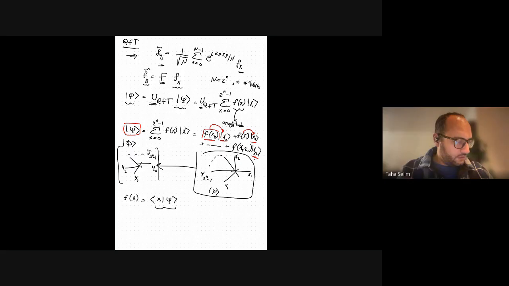So the bra of x times the ket of psi gives me this amplitude. So this is a projection of psi in the dimension of x. If you wanted to represent this in a vector in 2D, the projection on the x-axis is this one. So we can write it like this, x a. This gives me this part.